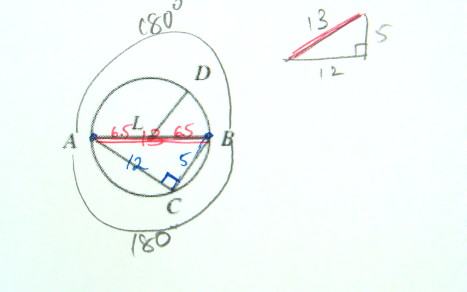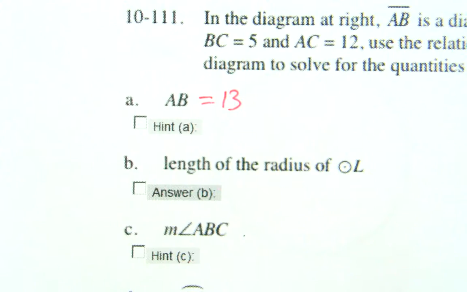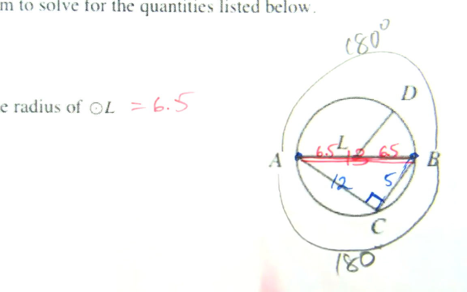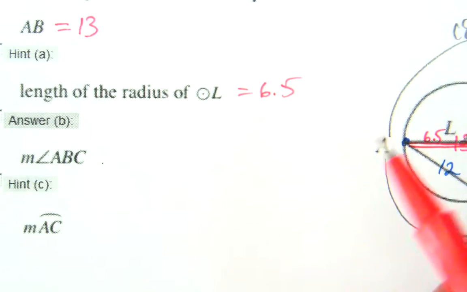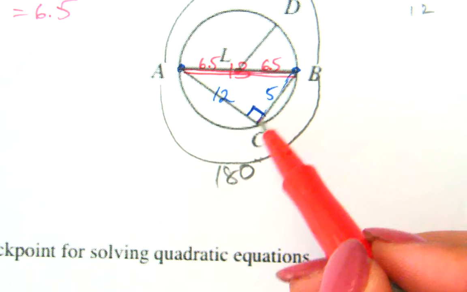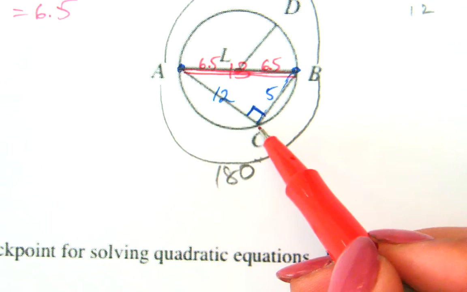So A to B as a length, because that's what the first one asks, is technically 13. That's what you found. The length of the radius is going to be equal to 6.5 because you just halve 13. The measure of angle ABC, A to B to C, okay, that one we definitely need to do, and then the arc AC.